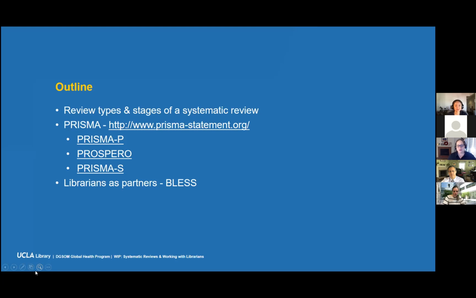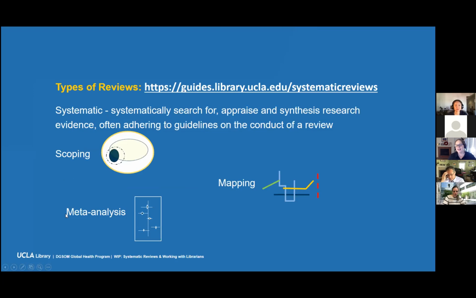I wanted to start with the review types and stages, because I get a lot of people who come to me saying, I'm doing a systematic review, and I have to talk them through whether or not what they're doing is a systematic review. A systematic review involves a systematic search for, appraisal, and synthesis of the research evidence on a particular, defined and controlled topic.